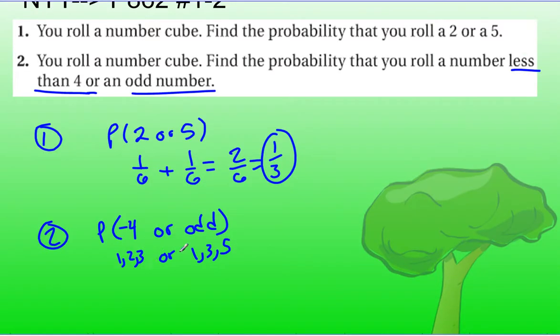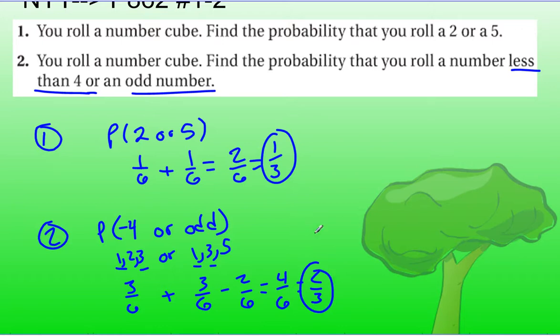Now you'll notice we have some overlapping here. 1 and 3 are in both lists. So we're going to have to do a little bit of thinking about which things are not being counted. So here, this would be a 3 out of 6, 3 out of 6. But how many of them are overlapping? How many are in both categories? Well, 2 out of 6. So 3 out of 6 plus 3 out of 6 would be 6 out of 6. Minus 2 out of 6 would be 4 out of 6, not 4 out of 4. 4 out of 6, which would be 2/3.